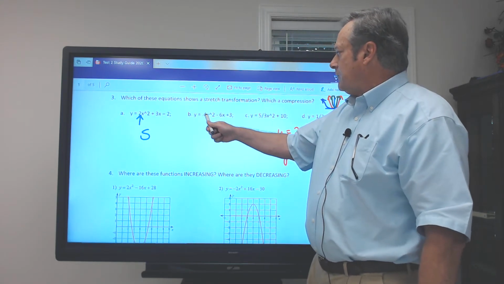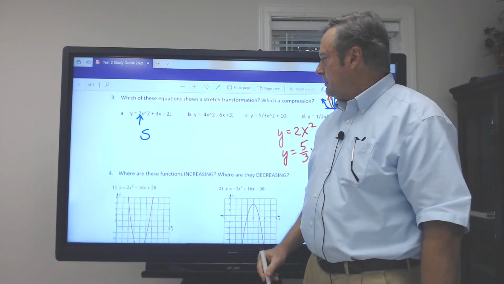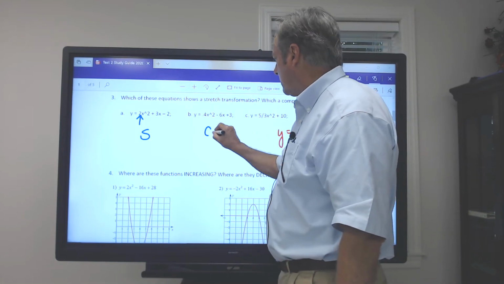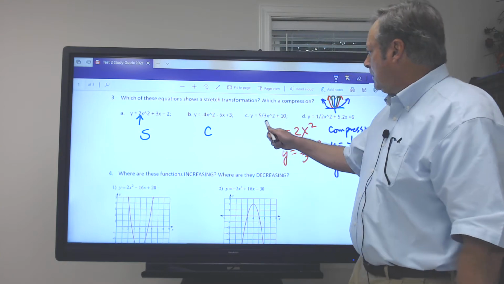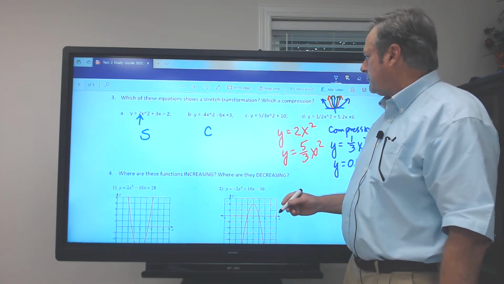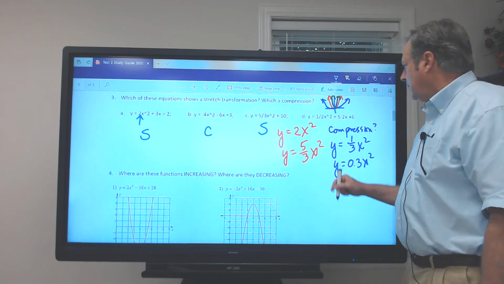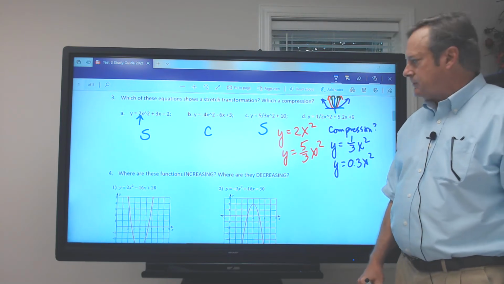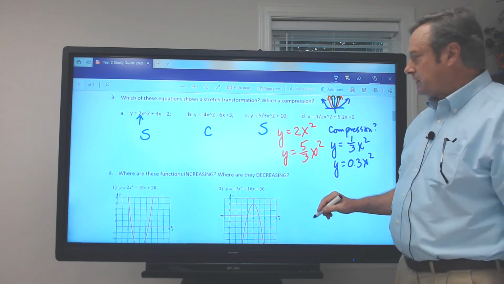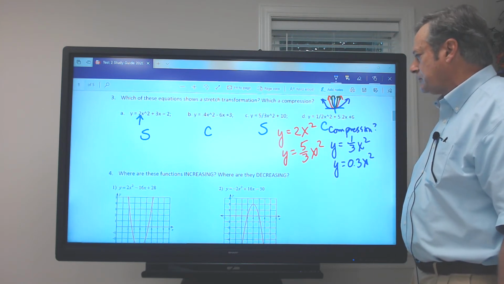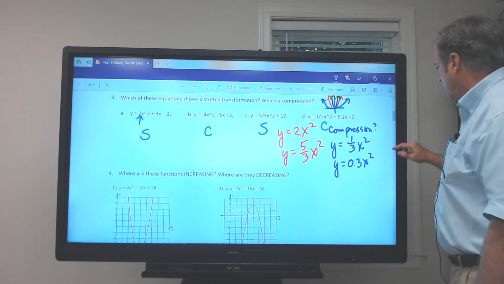All right, here we have 0.4. That's smaller than 1, so this is a compression. 5/3, I just dealt with that. That's a number bigger than 1, so that's a stretch. And here we've got 1/2 x squared. So that's obviously less than 1, so that's going to be a compression. All right.